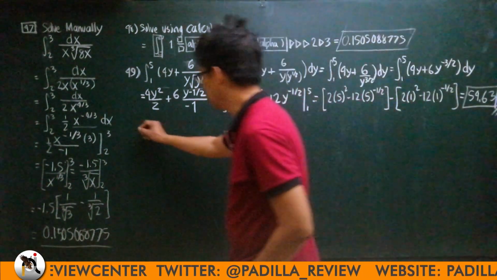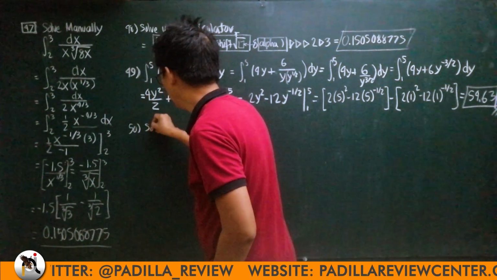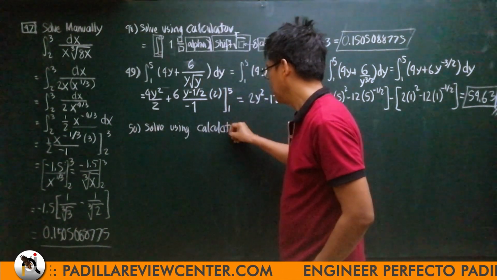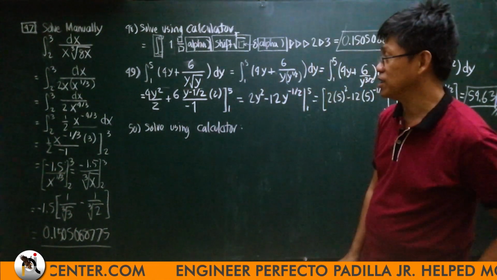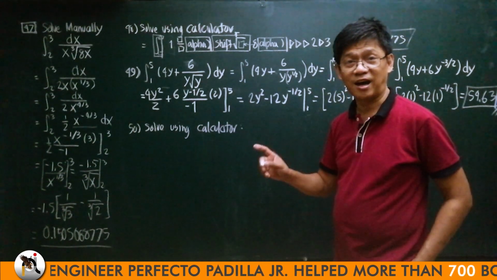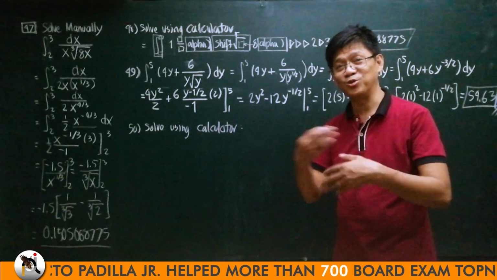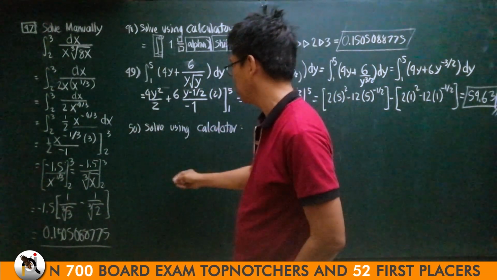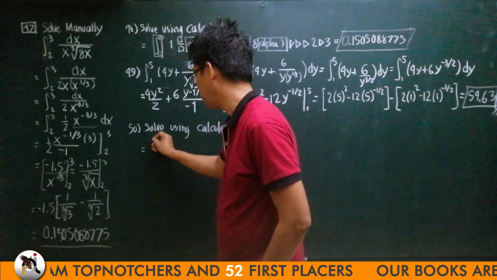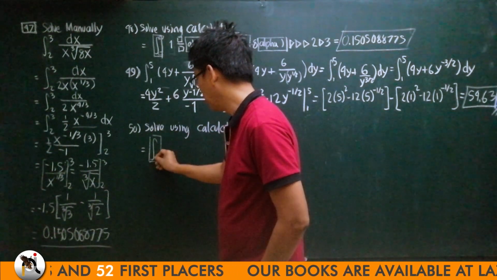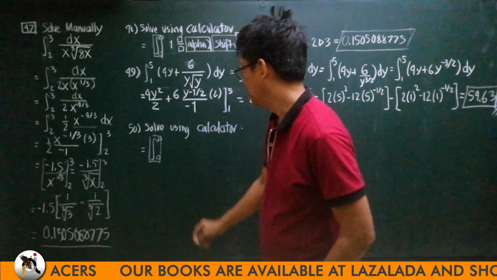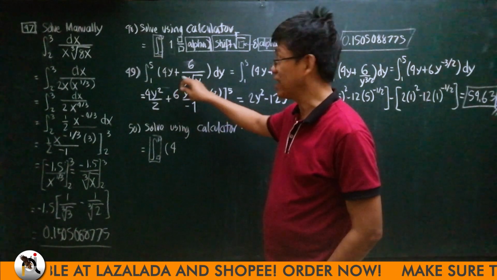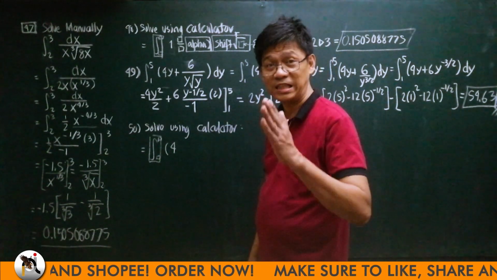What about number 50? Solve using calculator. So as you can see, our calculator is limited if there are limits. Without the limits, we really need to do it manually. Okay? So in here, solving this using our calculator, press the integral key, lower limit, upper limit. So open parenthesis for, there is no integral dy in your calculator. You just have integral dx.